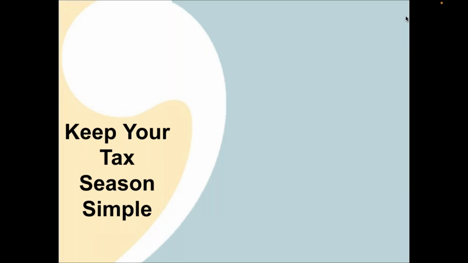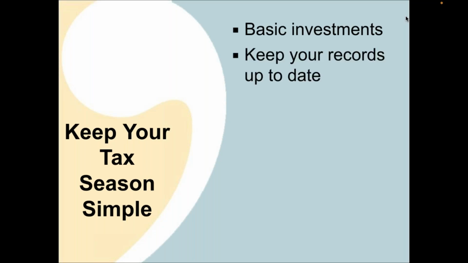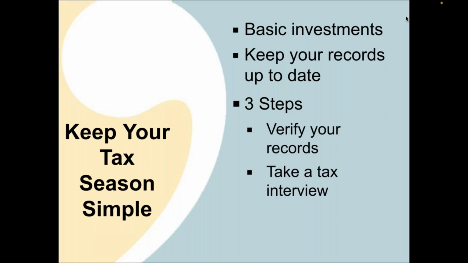In summary, remember to keep your club accounting simple and your tax time peaceful. You can have a great club and comply with IRS regulations without any elaborate accounting knowledge. All you need to do each year is stick with basic investments, publicly traded U.S. corporate stocks. Check your records at least once a month to make sure they're staying correct and up to date. If you do so, preparing your taxes can be done with these simple steps. Verify your records, take a tax interview, print, review, e-file or mail your tax forms, and distribute documents to your members.